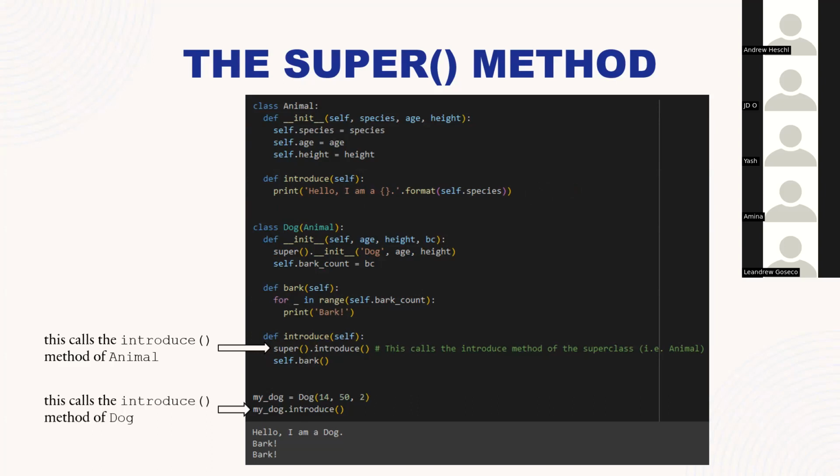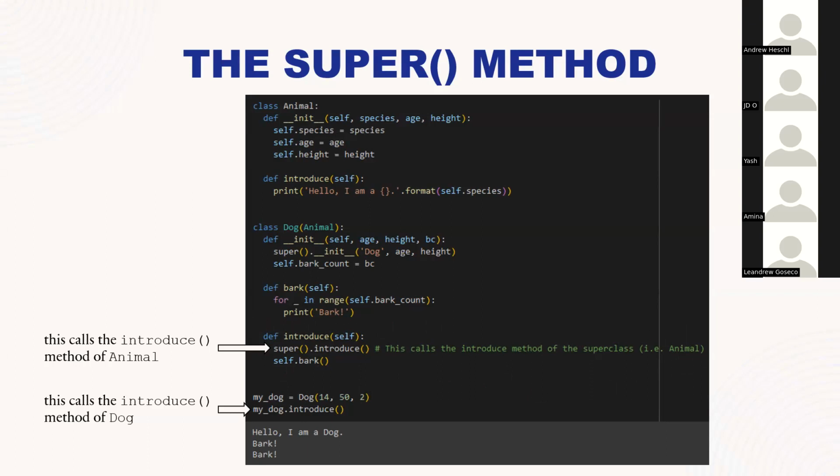And then to call the introduce method on an object of class dog, I can just use the mydog.introduce method. And because mydog is an instance of dog, Python is first going to look for definitions of introduce in the dog class. And only if there is no definition of introduce will it look at the parent class. But because we have a definition of introduce here, it's going to automatically call the introduce method of dog. So hopefully that makes sense to everybody.